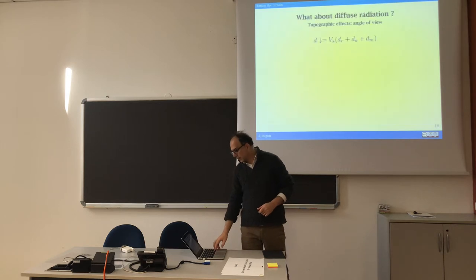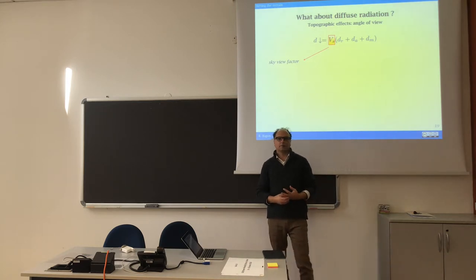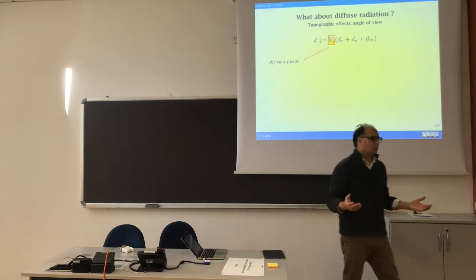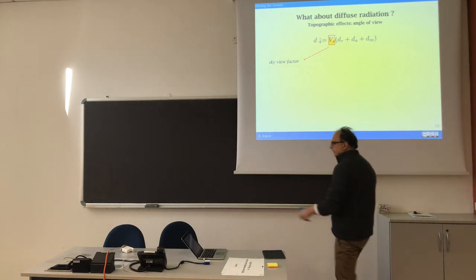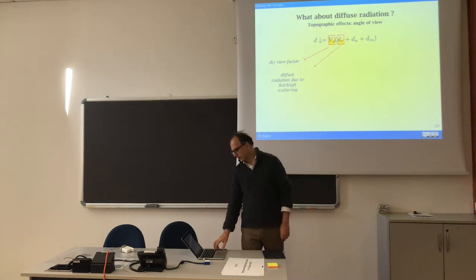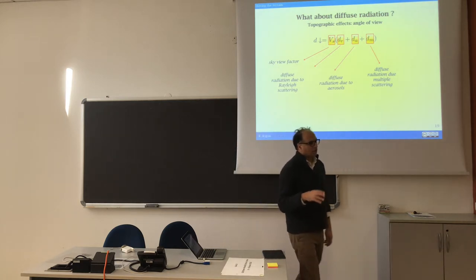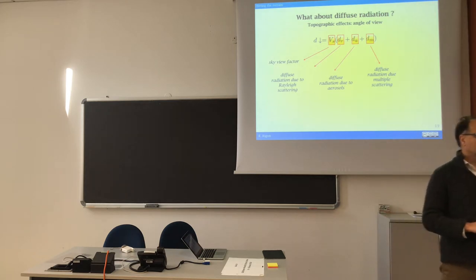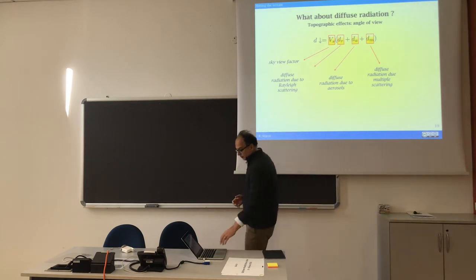And then we have to estimate what we call the angle of view, or sky view factor. Meaning this is a number between 0 and 1 that tells us, according to the landscape where we are, which is the fraction of sky that we see. And then we have here diffuse radiation divided in Rayleigh scattering, diffused by aerosol, diffuse radiation due to multiple scattering, which is implemented in the software that you will use, and all this part is actually parameterized. So often you don't even take care of it.